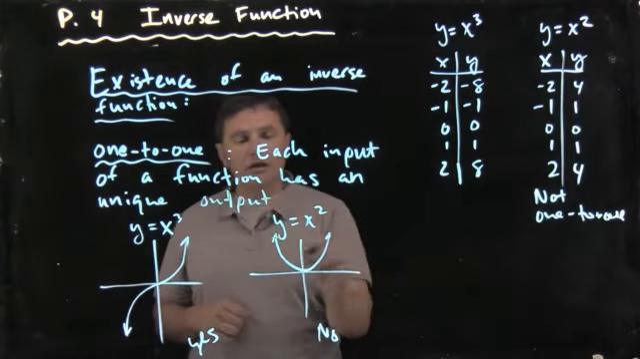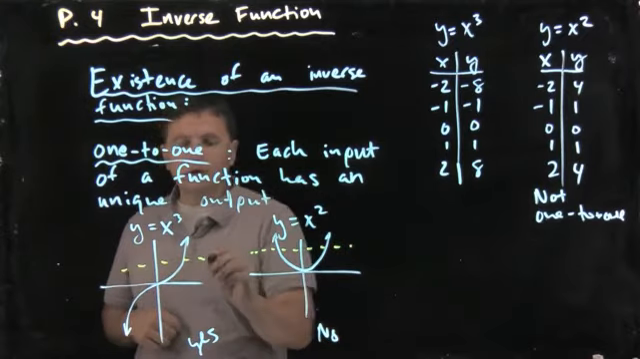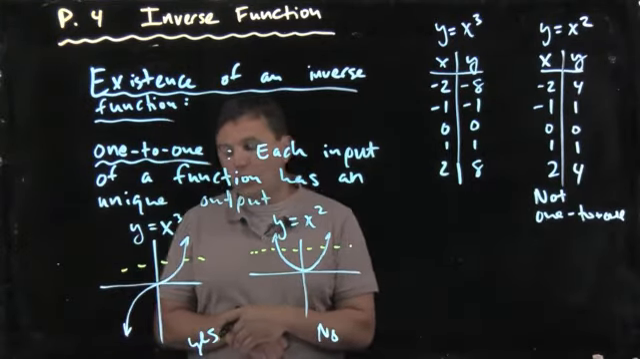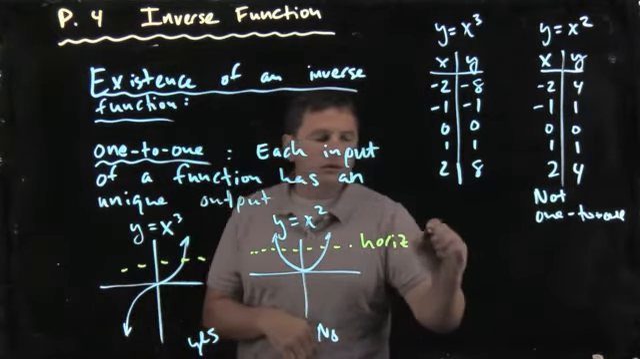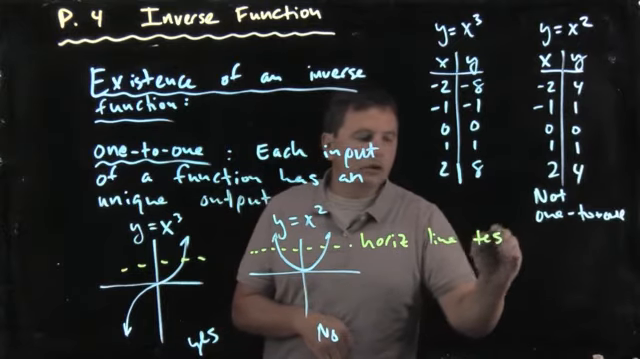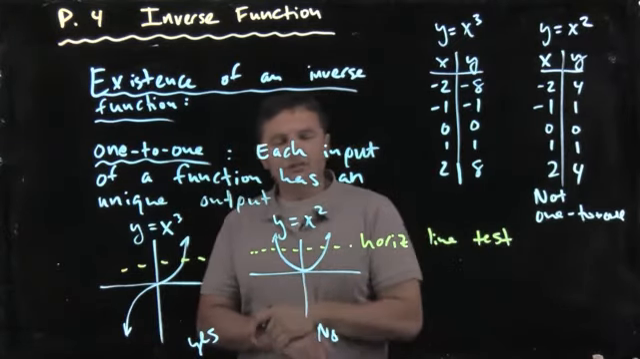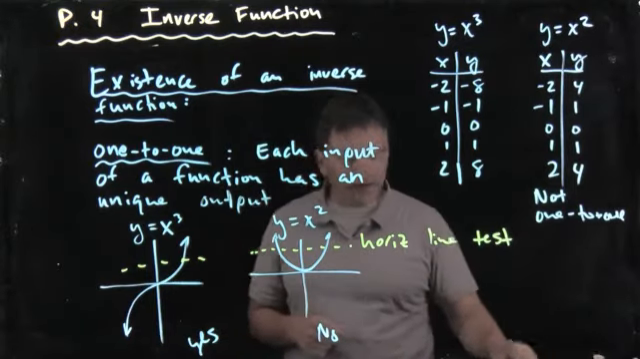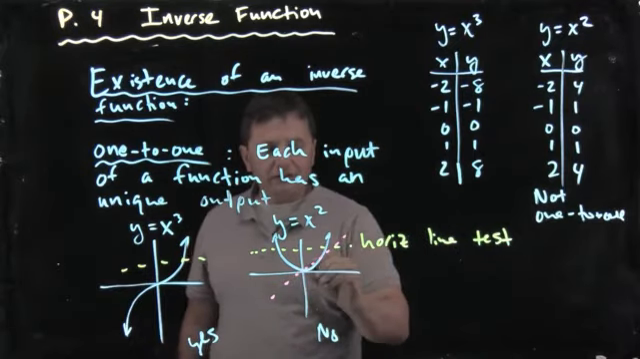So graphically, in order for a function to have an inverse, or to be one-to-one, it has to pass a horizontal line test. And it's easy to see why, right? So if I think of x squared, if I want to do the inverse function, once again, let's look at this graphically. I'm going to reflect it over the line y equals x.